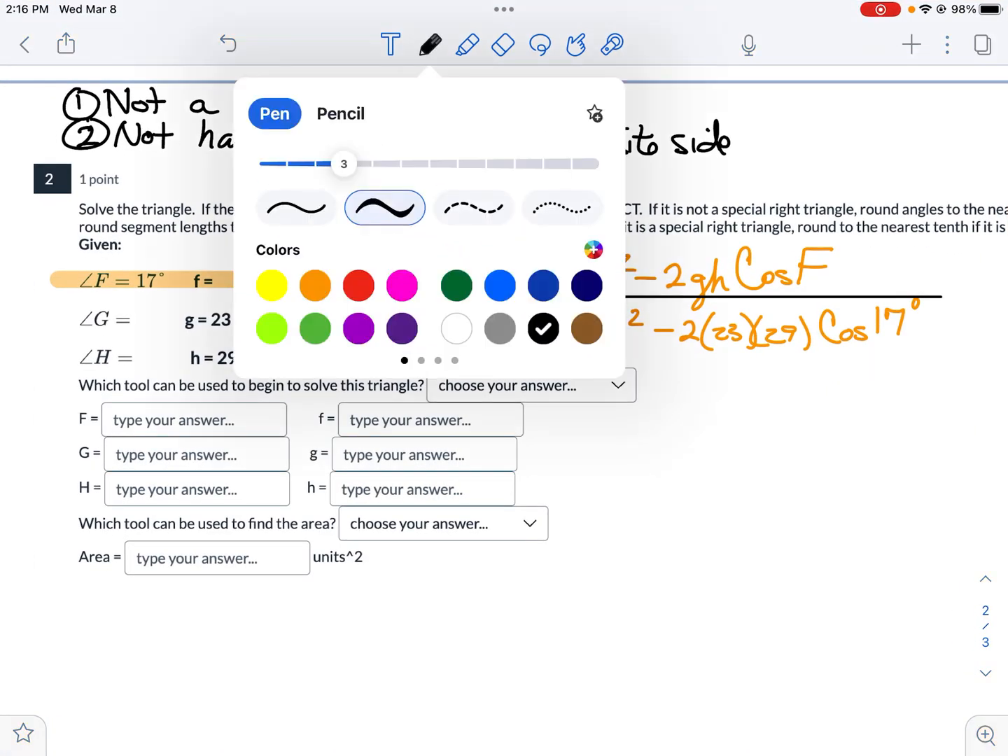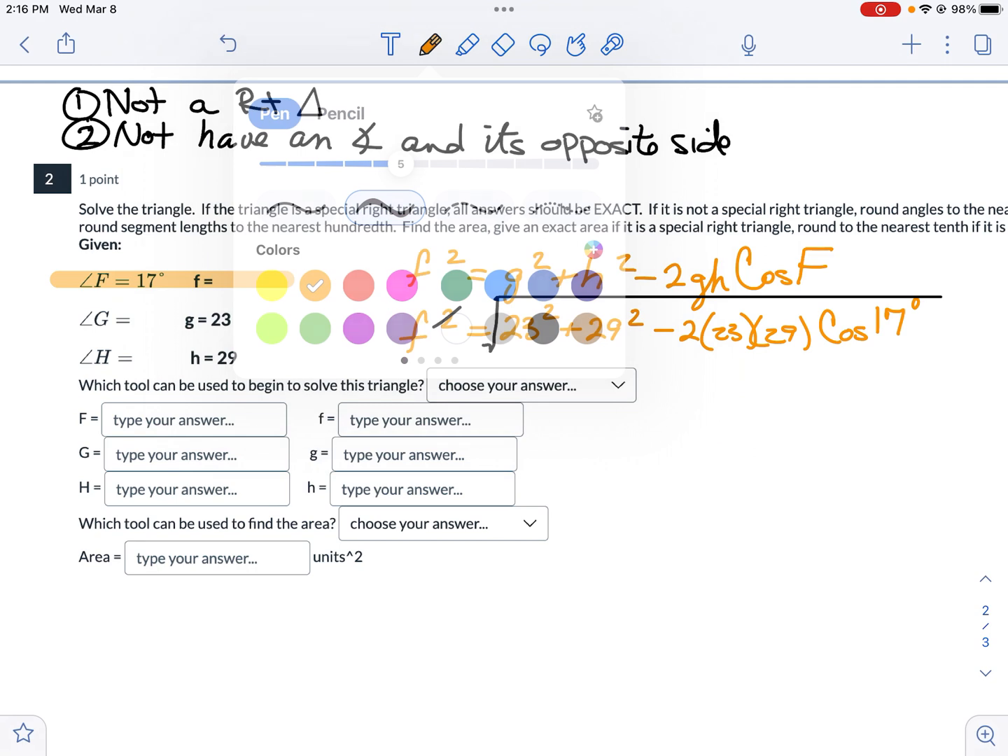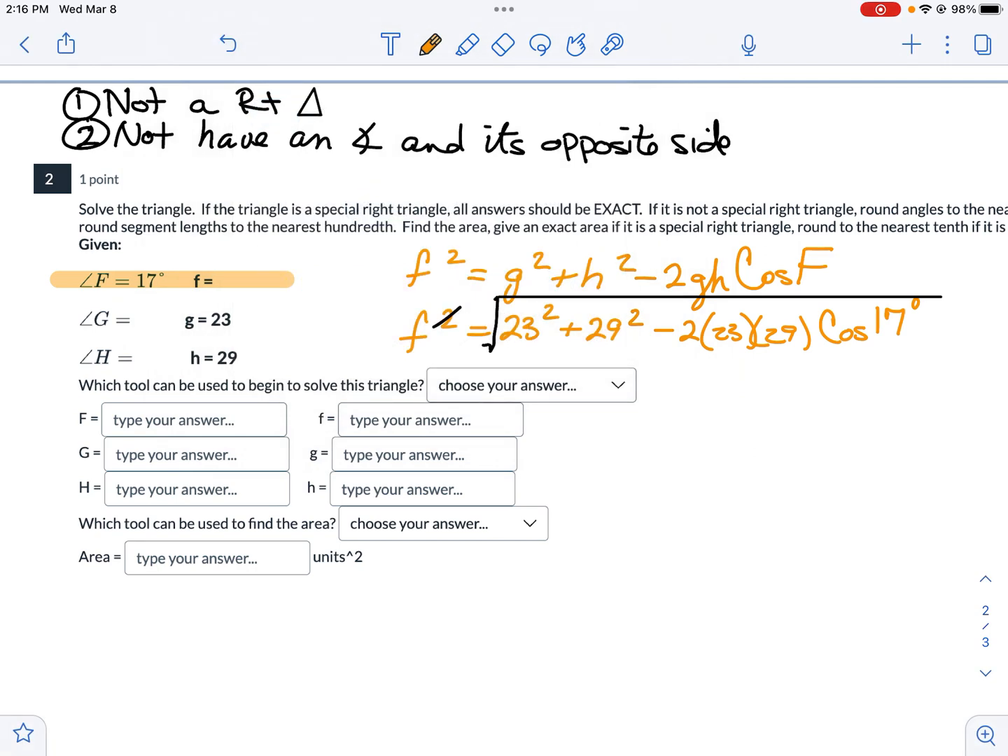So for my answer, I'm going to say F is 9.71. And what else did I have? I had that this was 17 degrees. I had that this was 23. I had that this was 29.